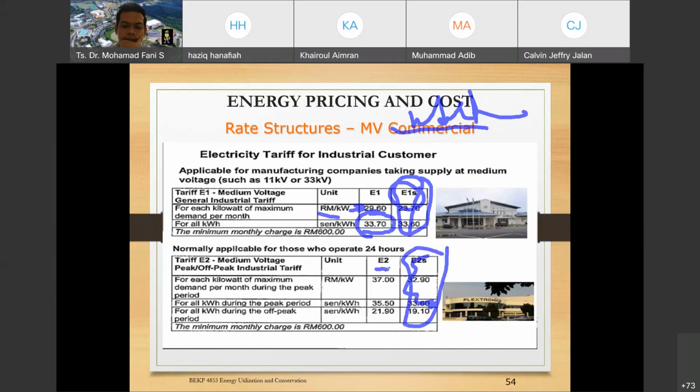So we have E2 for the time of use, TOU. Remember this term, TOU. 29.9, 35.5. So E2 has different tariffs for peak and off peak, and also a bit higher charge for the maximum demand when compared to E1. This one is the flat tariff.